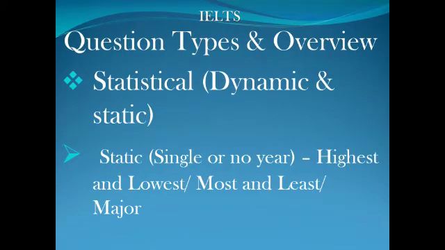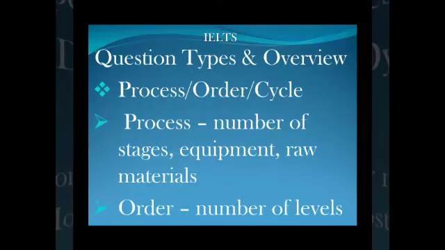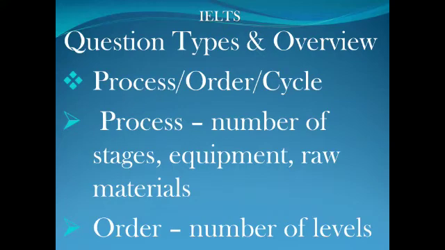So for example, overall, there are 3 main reasons why people cycle to work, if that is what you have in the question. Then if you're dealing with a process question, what do you count? You count the number of stages, the number of equipment, as well as the number of raw materials. You are just representing the number and not the specific names of the stages or equipment or raw materials. That is reserved for a different part of the essay.